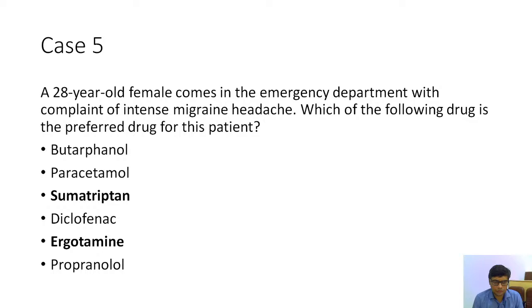Just to give you some background, butorphanol belongs to the opioid class of drugs. It's a partial agonist-antagonist, acting on mu receptors and kappa receptors. Paracetamol and diclofenac belong to the NSAID group of drugs. Ergotamine is an ergot alkaloid. Sumatriptan is a serotonergic drug. Propranolol is a beta blocker. But they all can be used in case of migraine headache.